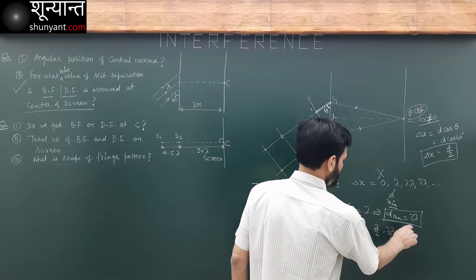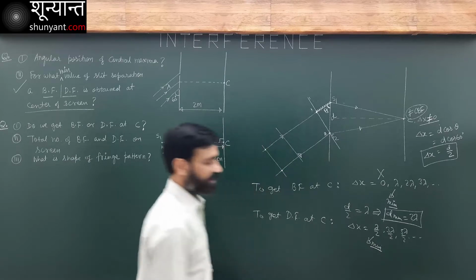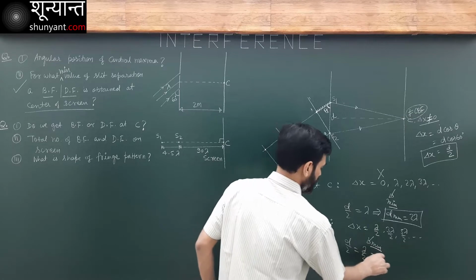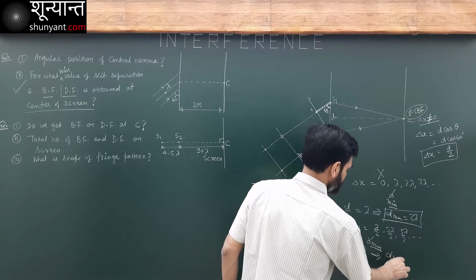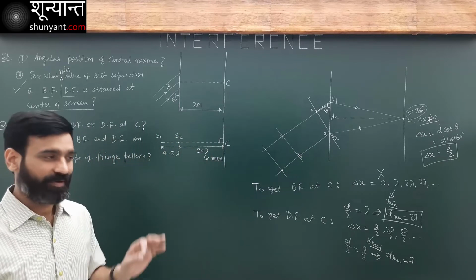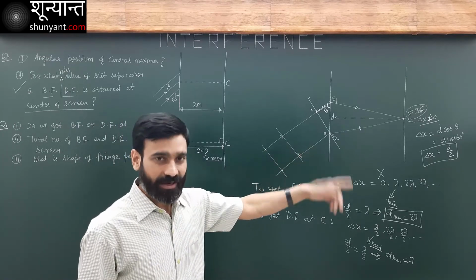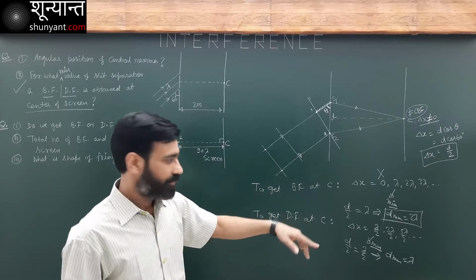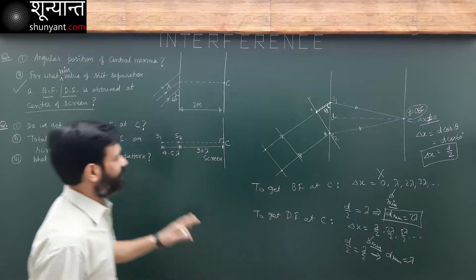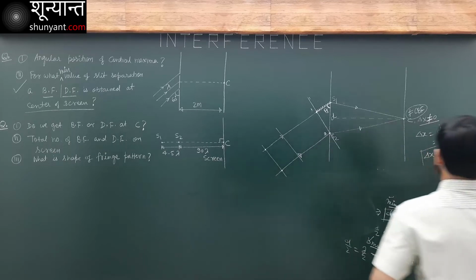Now to get a dark fringe at C, delta x should be lambda by 2 or 3 lambda by 2 or 5 lambda by 2, etc. Now this is the minimum. So I will write d by 2 is lambda by 2. That means d minimum is equal to lambda. If it is lambda, then I will get a dark fringe at C. Next 3 lambda, 5 lambda, in that sequence. Okay, so we answered this. Now let's answer the first one.